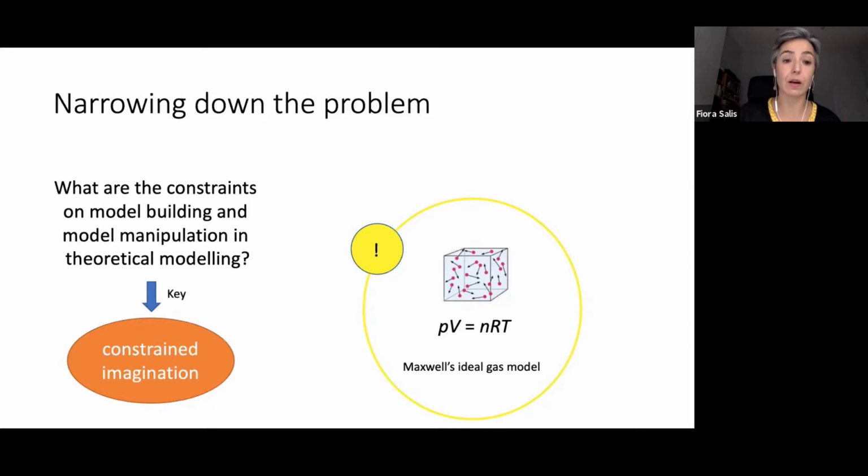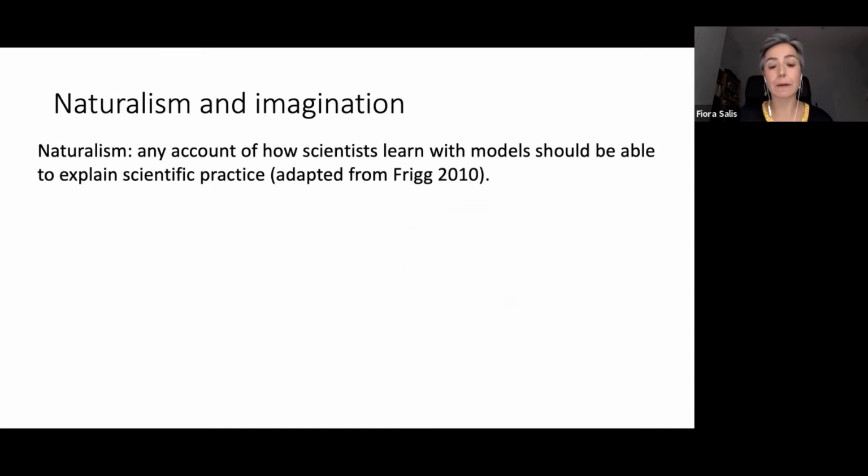Okay, one premise that I should make explicit here is about a desideratum of any theory of modeling, but in particular of a theory or an account of how we learn with models. And this is the desideratum or the theoretical principle of naturalism.